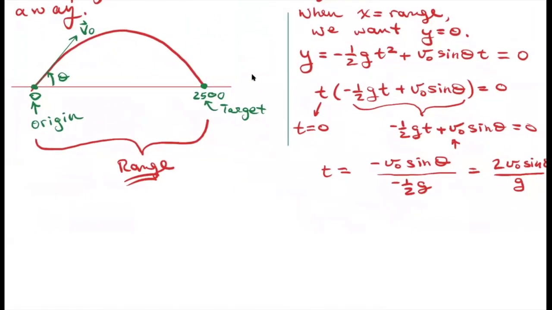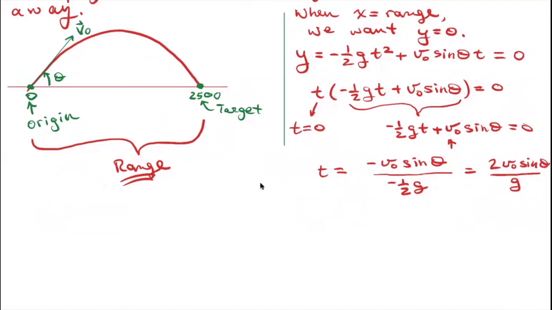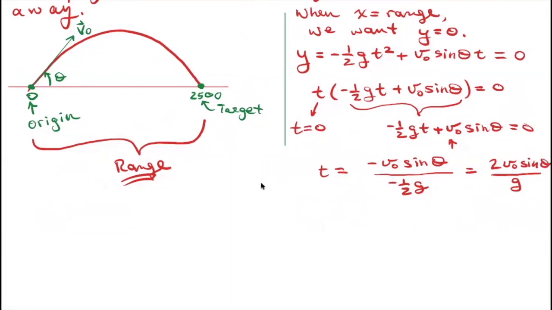Okay, so now I have the time when the object hits the ground, but I don't actually have the distance when the object hits the ground. The distance is an x-coordinate. That's a horizontal length. So the range is going to be x at the time above.